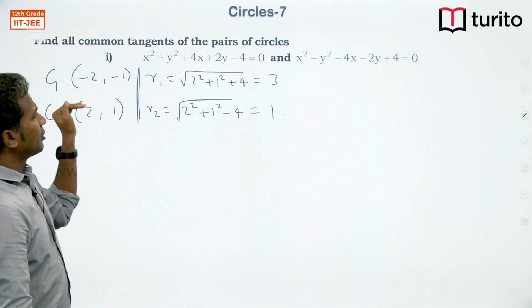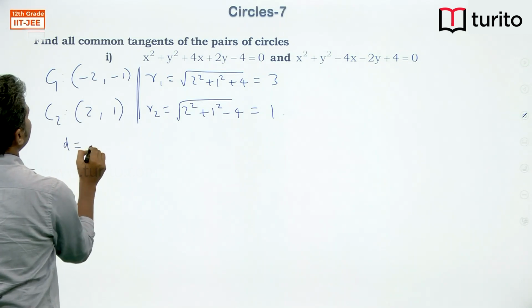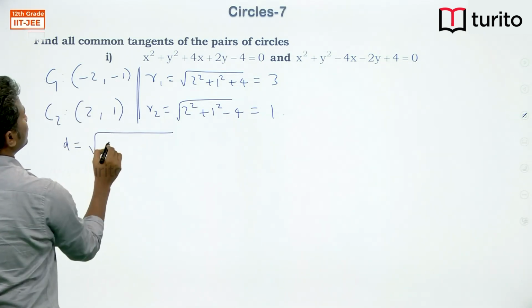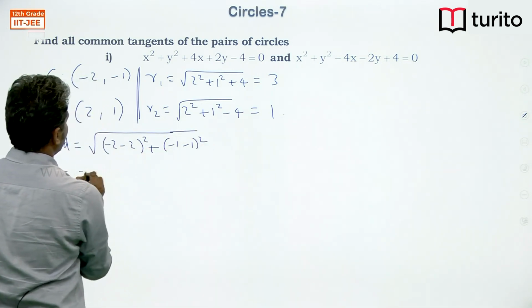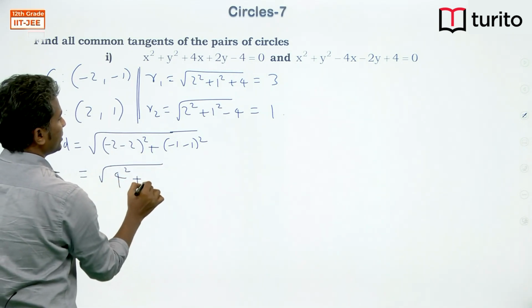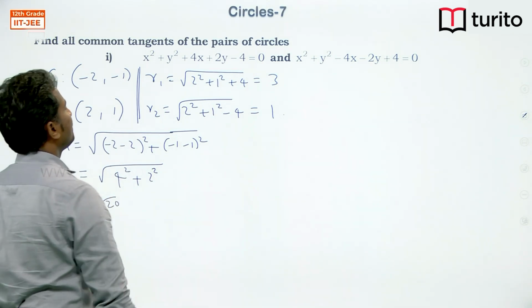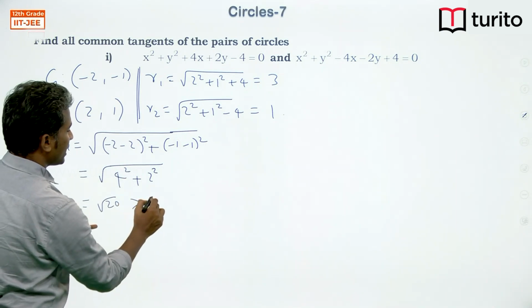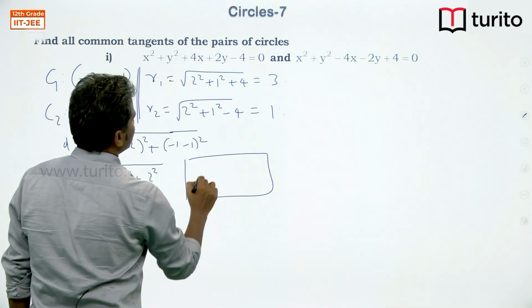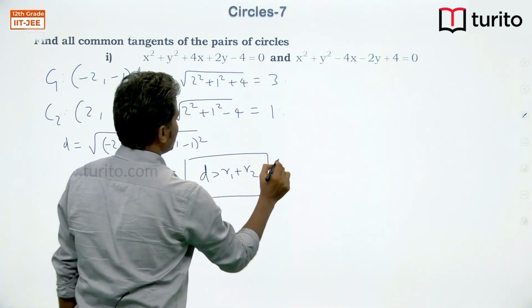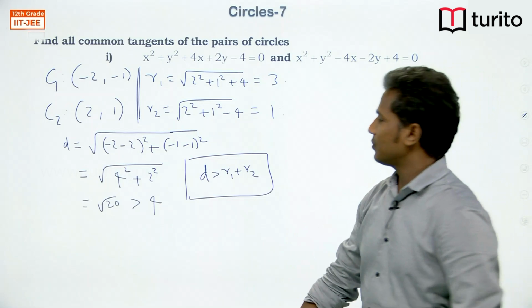So here we got centers and radii. Let's check the distance between centers, which is d, the root of (-2) square plus (-1) square... sorry, 4 square plus 2 square, which is root 20. Root 20 is roughly greater than 4, and the sum of the two radii is 4. So we get the relation that d is greater than R1 plus R2. So circles are apart. If circles are separate, then 4 common tangents are possible.